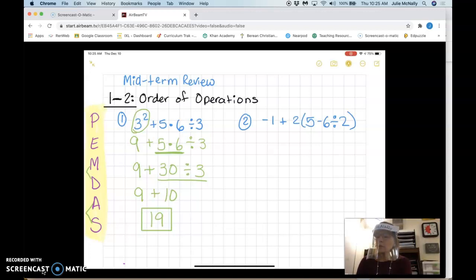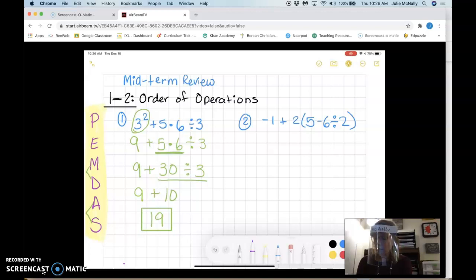What do I do first? P is for? Hold up. All right. P is for parentheses. So I'm going to work on my parentheses first. But inside my parentheses, several things are going on. What do I do first in the parentheses? Cameron. Subtraction? Is that what order of operations says?